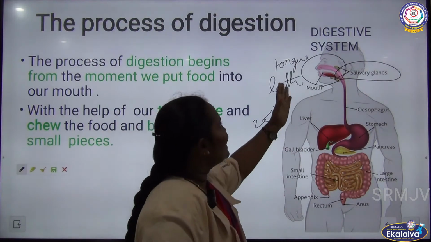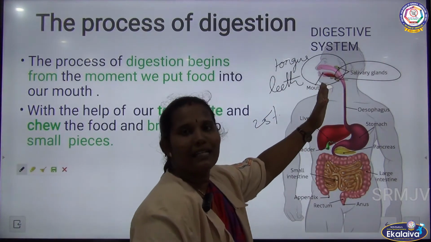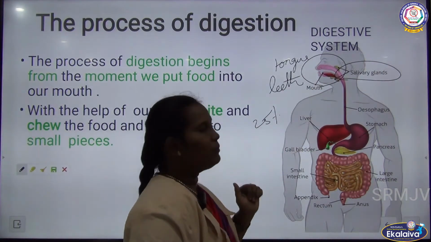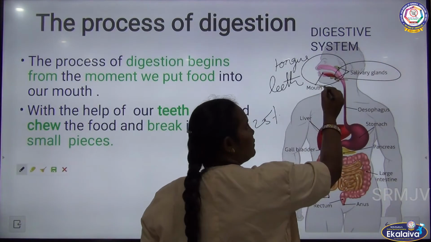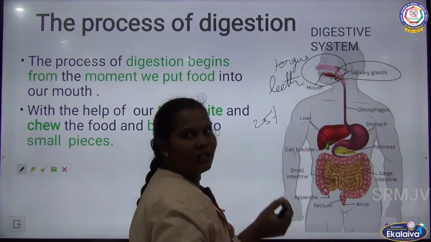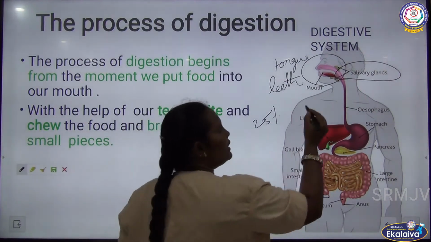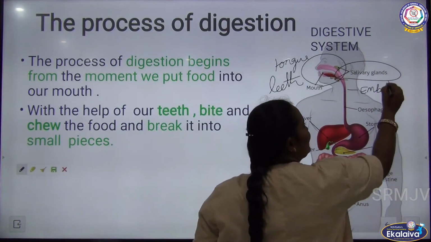This happens with the help of the tongue, the teeth, and the salivary glands. The salivary gland is very important for our digestion. After 25% of the food is digested, that means it is converted into a simpler form. After that, the food is called a bolus.